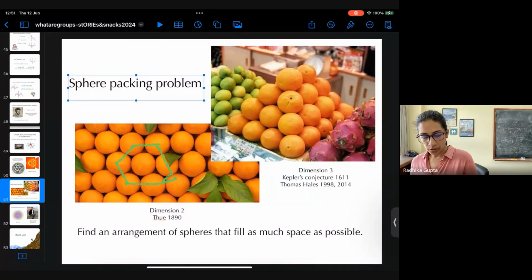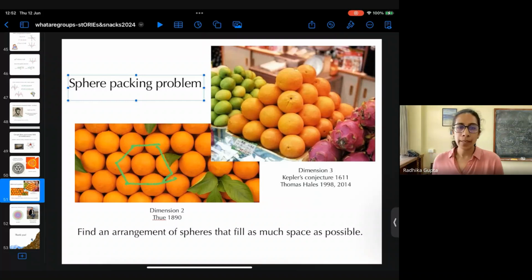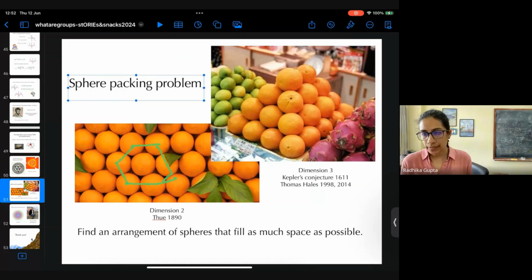And then in 3 dimensions, Kepler conjectured that the way the oranges are shown here, some 3-dimensional version of hexagonal packing, is the most efficient way of packing. Basically, if you're an orange seller, you want to fill a box with as many oranges as you can. I guess there are more names for these things: cannonball theorem, pyramidal number, and so on. So Kepler conjectured this in 1611. And then Thomas Hales came up with a proof in 1998.